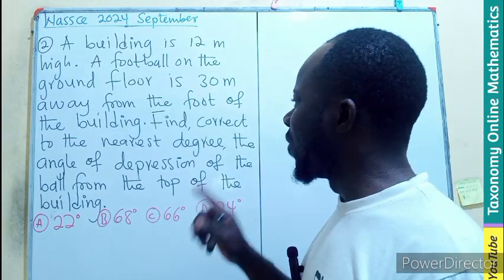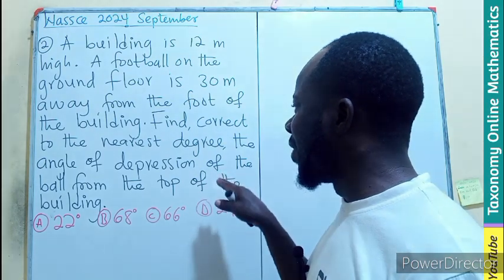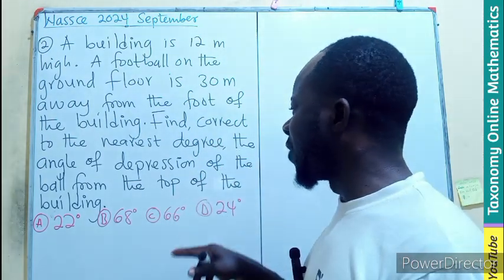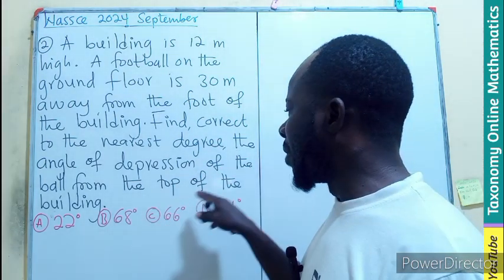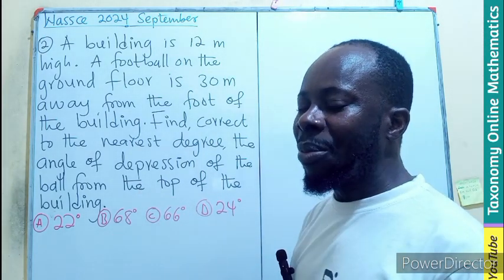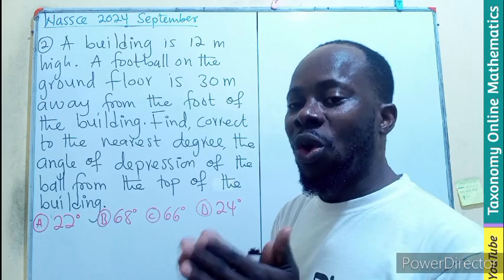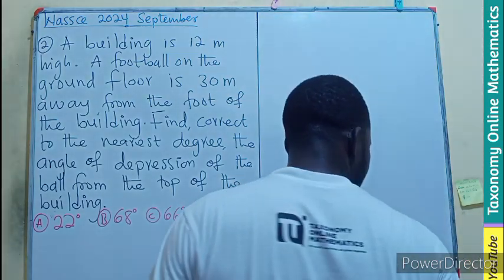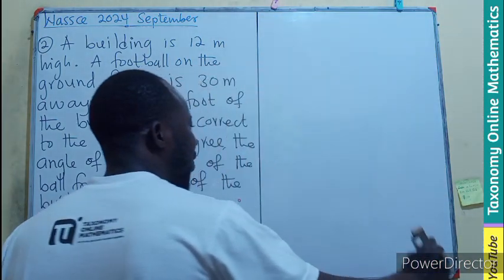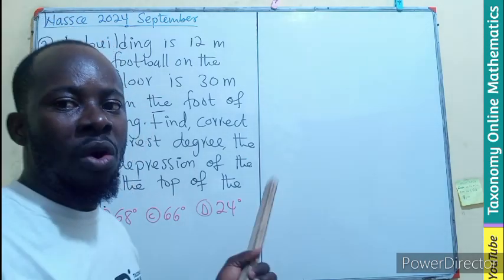We have to find, correct to the nearest degree, the angle of depression of the ball from the top of the building. So this is an application of what? Trigonometry. The best option is to make a sketch of that diagram. So let's see what will be the dimension. And a building will always be on the ground.